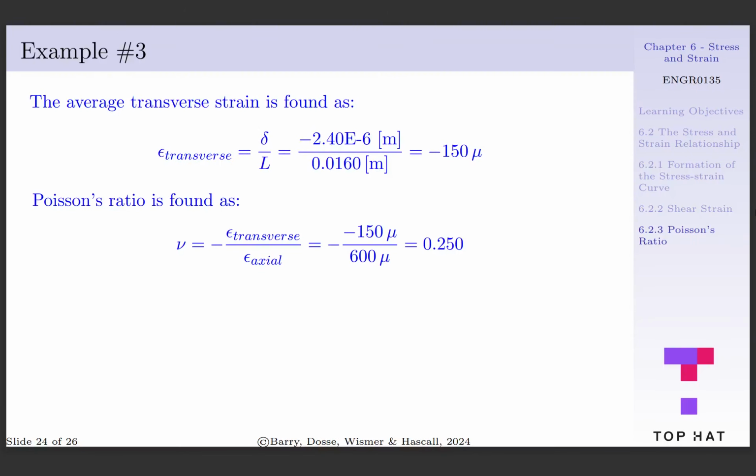We can find Poisson's ratio as the negative transverse strain per the axial strain. So, the negative of minus 150 mu per 600 mu gives us nu equal to 0.25.